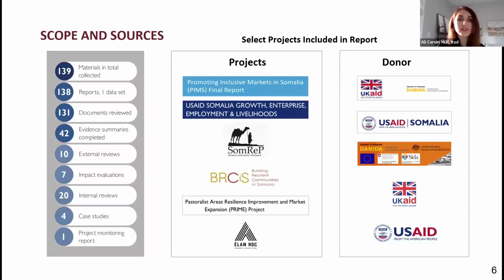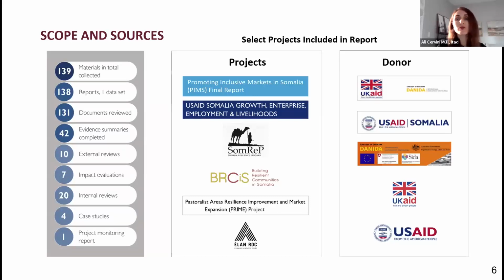On this slide, you can see the sources that we used, generally speaking, as well as how many materials we started with. You can see we started out with 139 reports and data sets, and then only 42 of them were found to actually have evidence that could be used to create what we called evidence summaries. And that's what the report was based on.